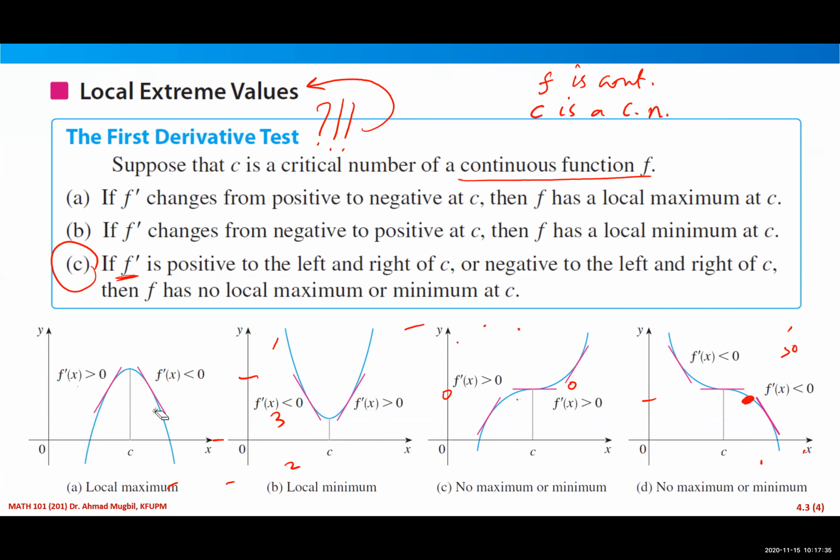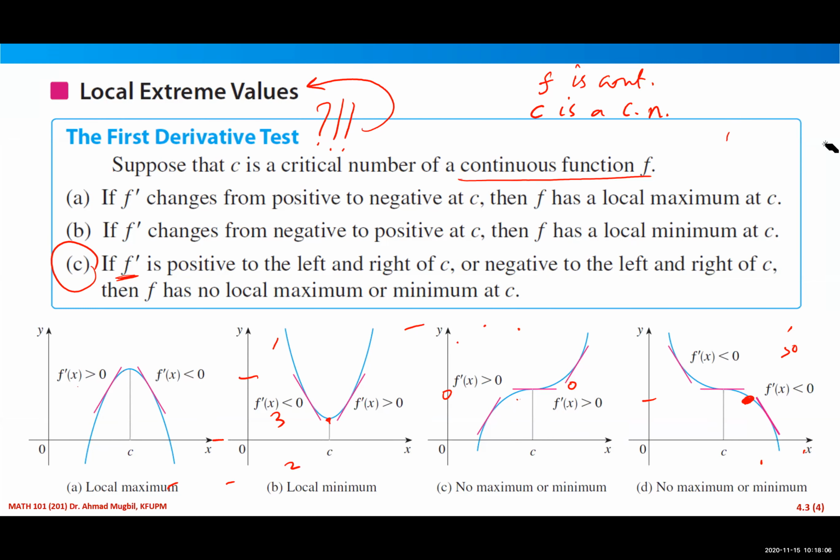So at C, before C, the first derivative was negative and after that it is positive, or the opposite here. Then it is local maximum. Here it is local minimum. Here it is not, because there is no change. The derivative is always positive, like the case of x cubed. The function is keeping increasing, so the derivative is always positive.